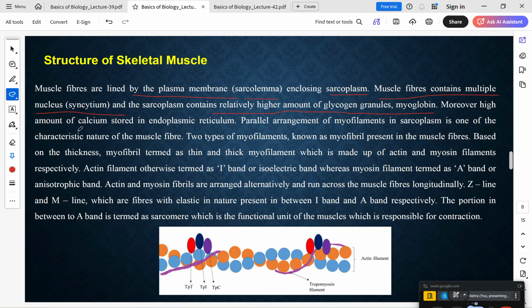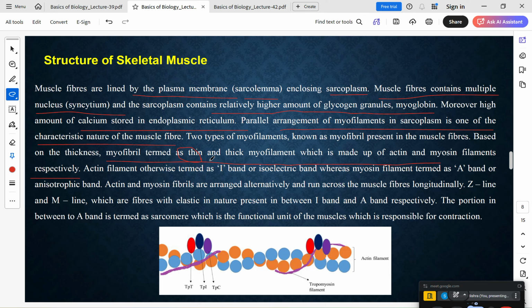A high amount of calcium is stored in the endoplasmic reticulum. In case of skeletal muscles, the endoplasmic reticulum is known as sarcoplasmic reticulum. Parallel arrangement of myofilaments in the sarcoplasm is one of the characteristic natures of muscle fibers. Two types of myofilaments, known as myofibrils, are present in muscle fibers based on the thickness. Myofilaments are termed as thick or thin, which are made up of myosin and actin filaments respectively.